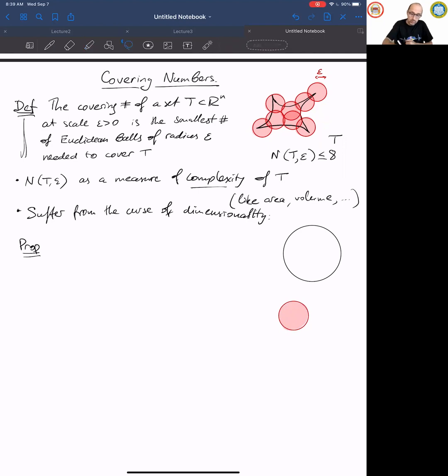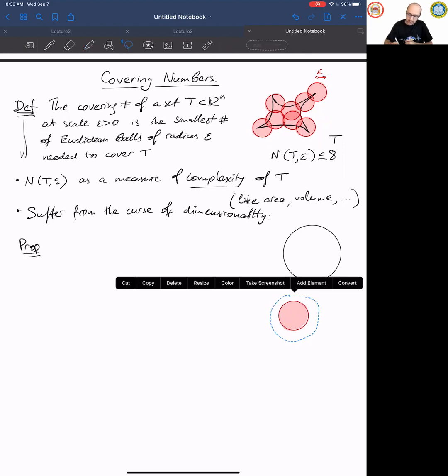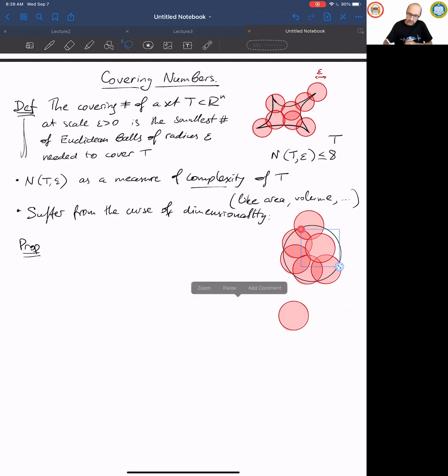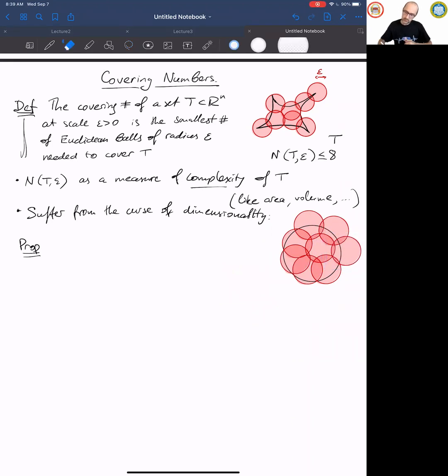In dimension 2, I'm not sure if this number is known exactly, but it's not large. Maybe I'm doing a bad job here, but I'm sure that I can do this with 7, 10 balls or less. In dimension 3, I will need more balls, and in dimension 4, even more. I was able to do this with 1, 2, 3, 4, 5, 6, 7, 8. 8 here.